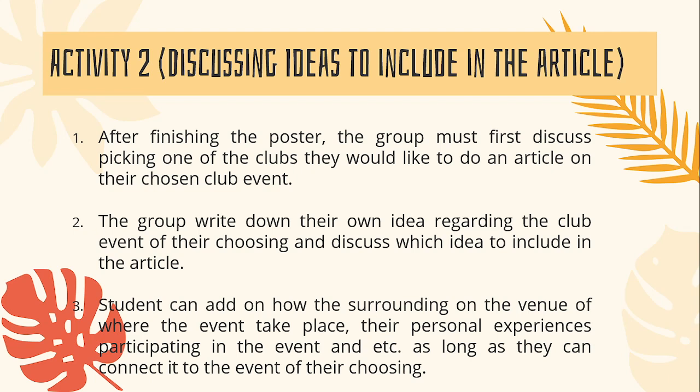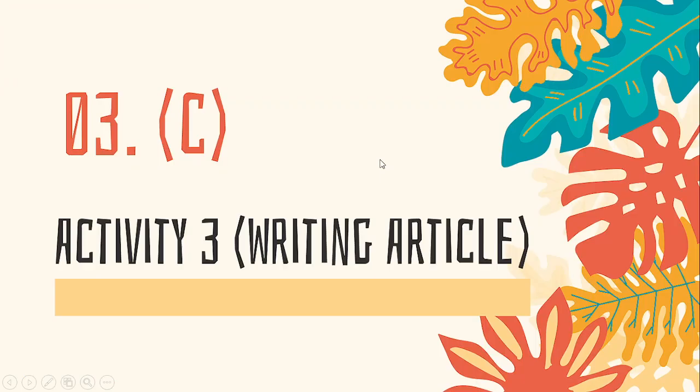So the students can explain the environment of the club event they participated in, the atmosphere, or how the room for the club event in question is decorated, their personal experiences participating in the club event, etc. As long as it is related and the points they make are connected. So there's no disconnect in the points you're writing. So let's now focus on Activity 3, which is writing an article.